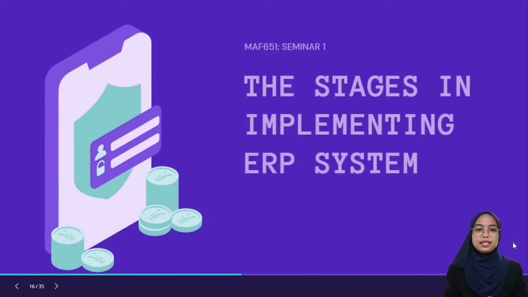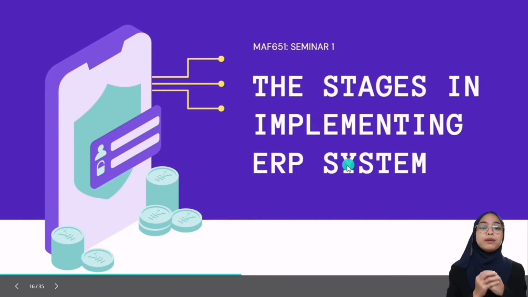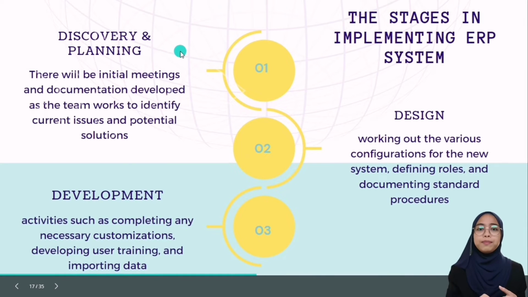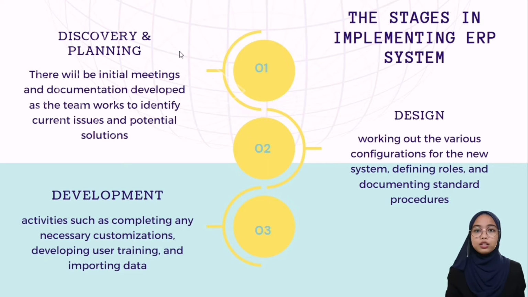In this next slide, I will explain the stages of implementing an ERP system. The first stage is discovery and planning. This first phase begins during the sales process and then continues into post-sales. During this period, the project team will be created. There will be initial meetings and documentation developed as the team works to identify current issues and potential solutions. An important part of this phase is constructing the project plan, which will serve as a guide throughout the rest of the project. The second phase is design.